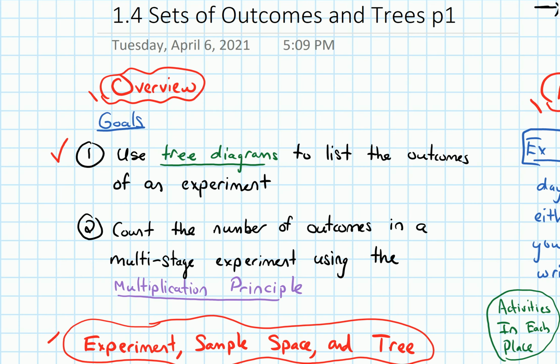So we have finished our last goal for this section, which is talking about how to count the number of outcomes in a multi-stage experiment using the multiplication principle.